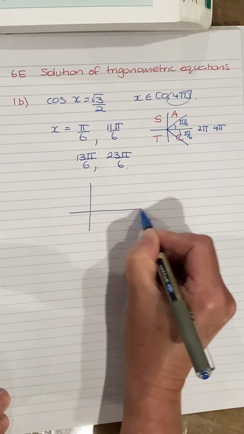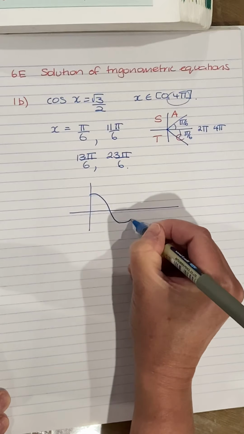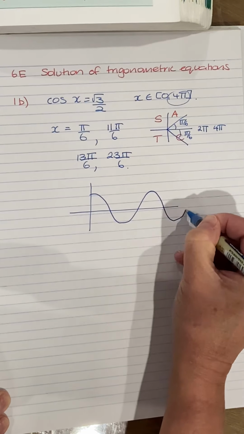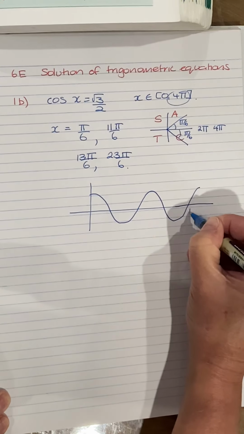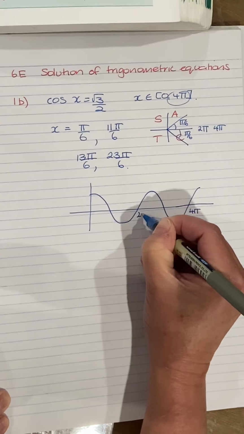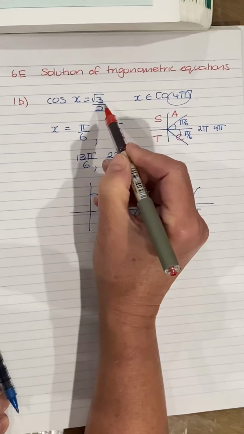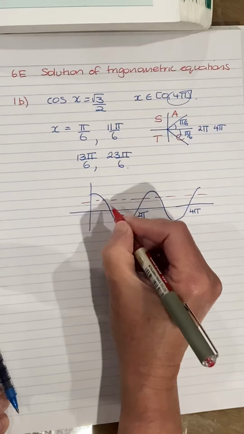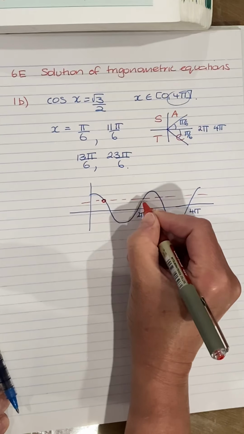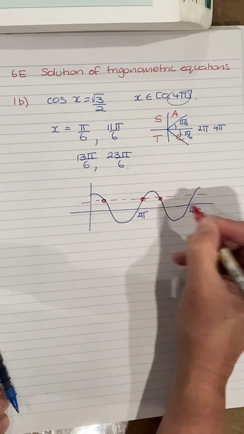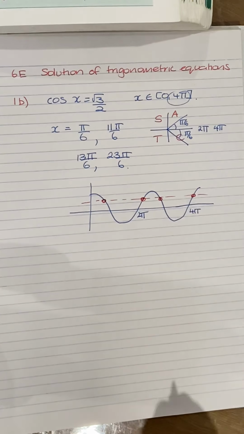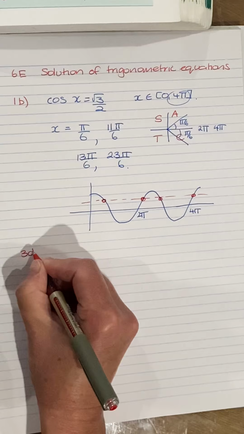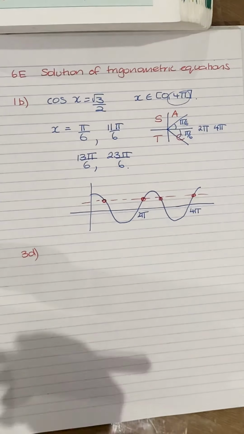Graphically, we draw a cos graph to 2 pi and then to 4 pi. And if we draw a line at root 3 on 2, it's approximately here. And we know that it meets 4 times: pi on 6, 11 pi on 6, 13 pi on 6, and 23 pi on 6. Let's also have a look at 3D because it's quite similar.